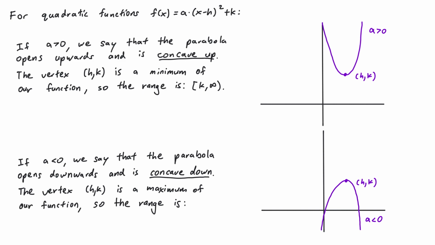This time, if we want to determine the range, we'll notice that if we trace to the left or to the right, the graph goes down indefinitely, so there's no lower bound for my y values. For our largest y value, that will be at our vertex, and the y value there is k. So when our vertical scale a is negative, the range of our quadratic is going to be the interval negative infinity to k. So in this video, we learned about quadratic functions and their standard form.